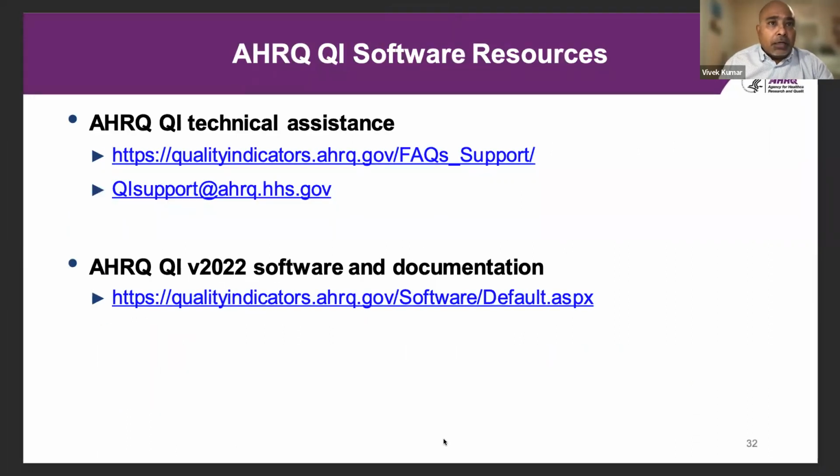And certainly you can contact AHRQ QI technical assistance anytime with your question. The support email information is on the slide, qisupport@arc.hhs.gov. You can access the software documentation on the website. You can also go to the FAQ page to see FAQ related to version 2022 updates. So yeah, that sort of concludes mine. Thank you, and back to you, Jayshree.